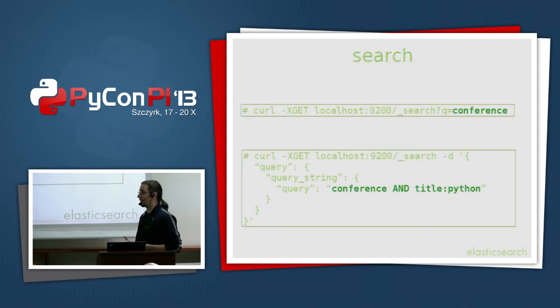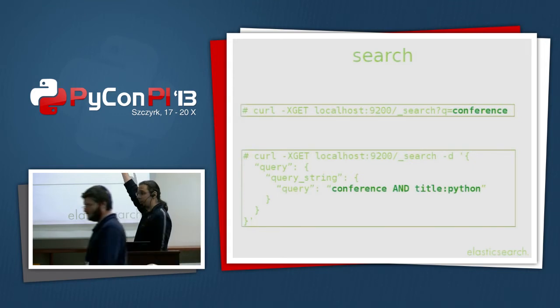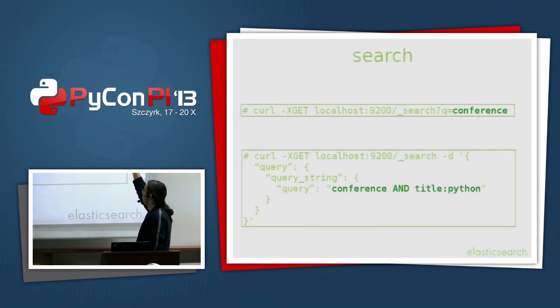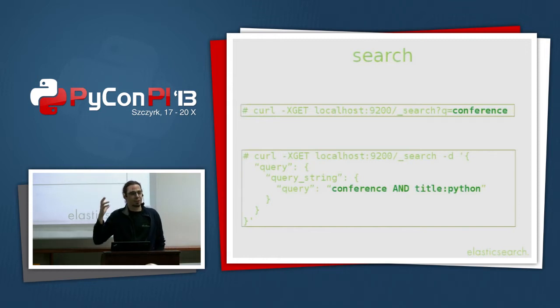What else would you expect from a product that's called Elasticsearch? Well, probably something like search. So the simplest way possible, you do _search. You can even do that in your browser, it will still work. And you just supply the q parameter, and you're looking for a conference. But that's not very flexible.